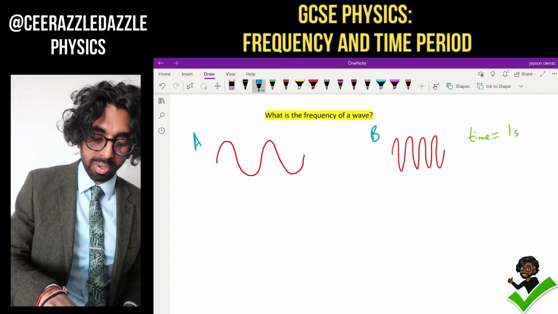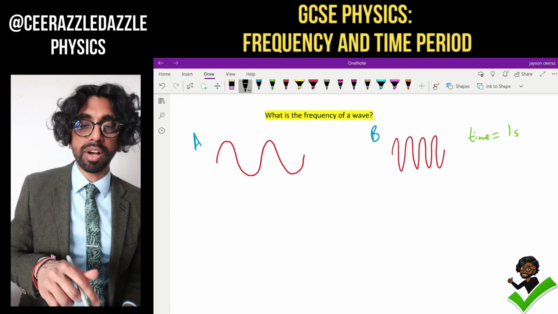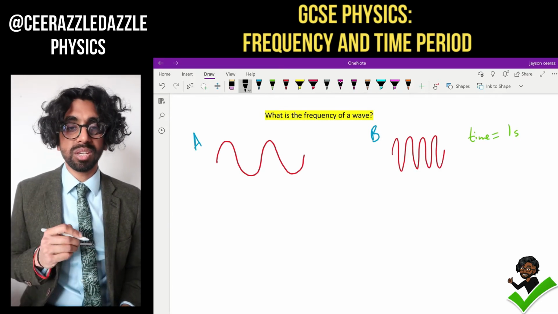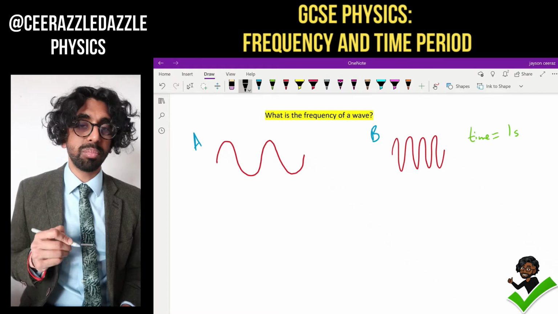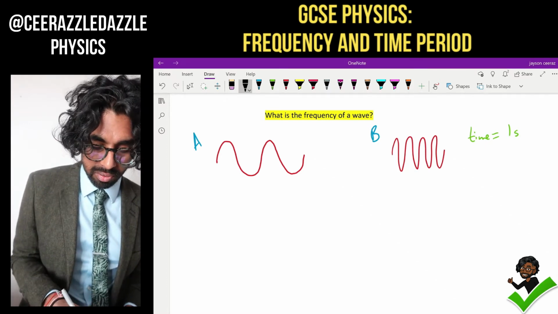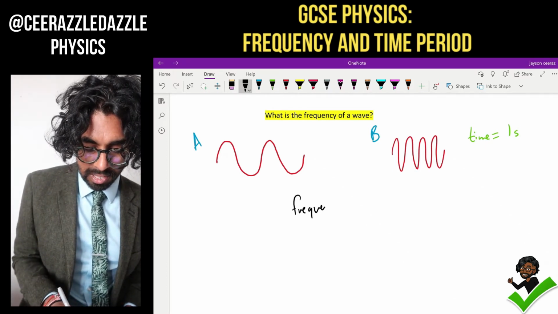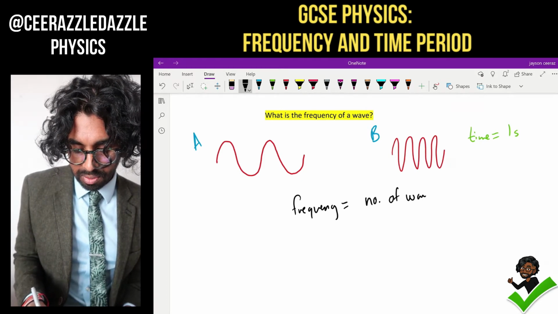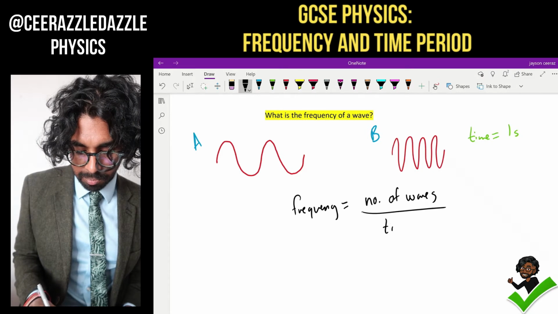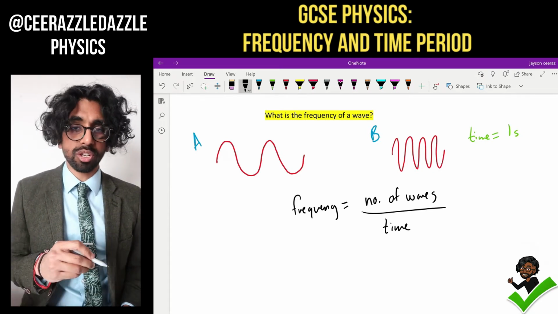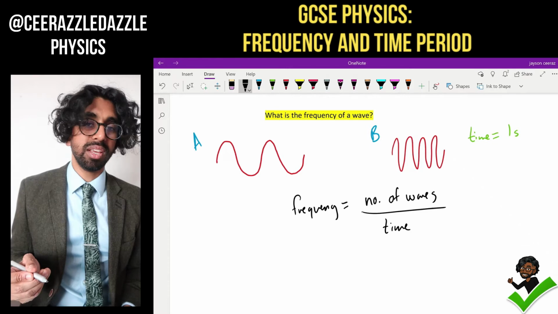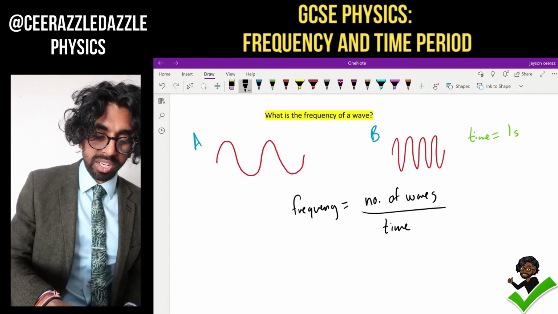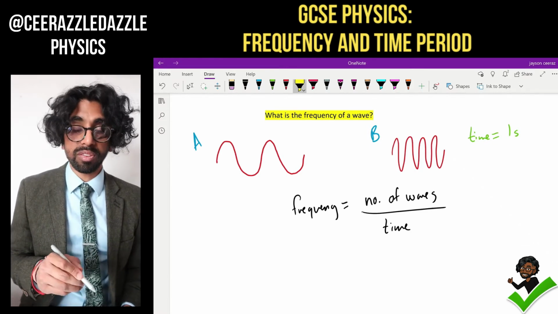Right, so in order to do this, we've got to define frequency. Frequency is equal to the number of waves per unit time. So let's put that down. Frequency is equal to the number of waves divided by the time. So which one do you think has the greatest amount of waves in a given unit of time? We need to count the number of waves in each case.